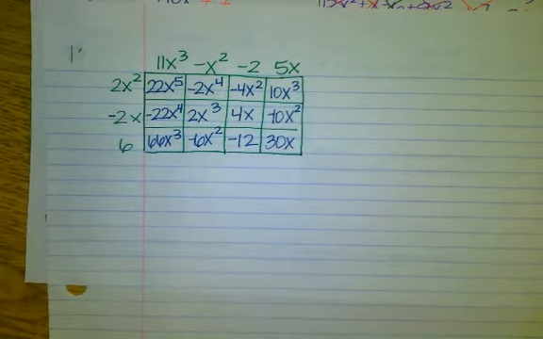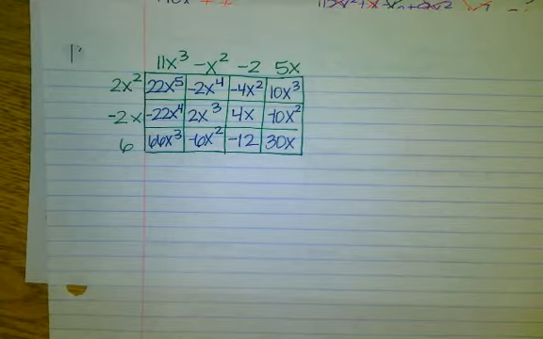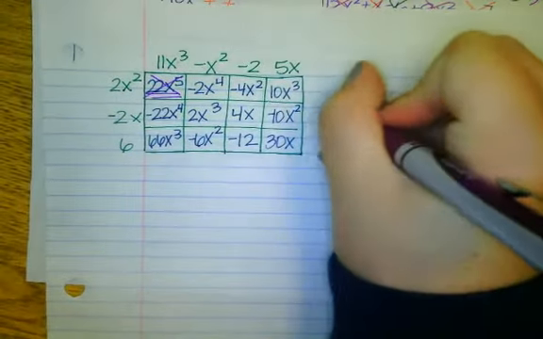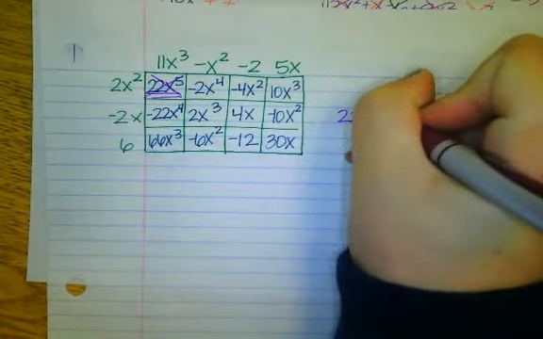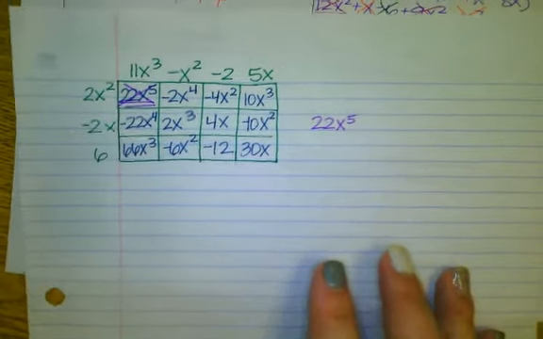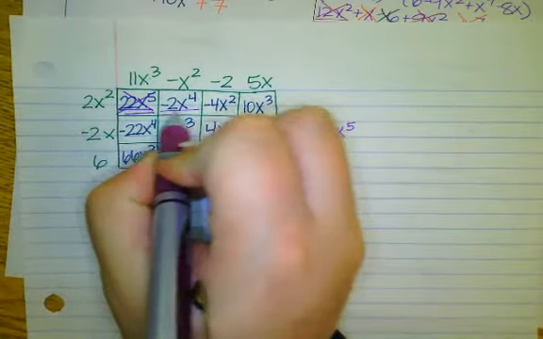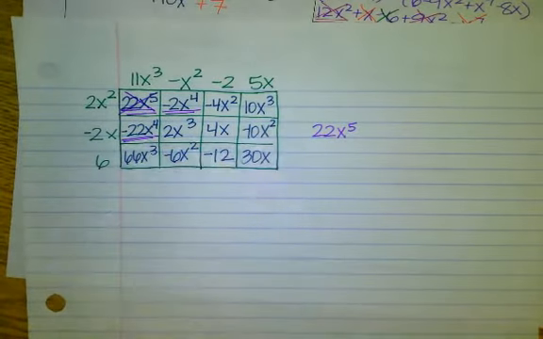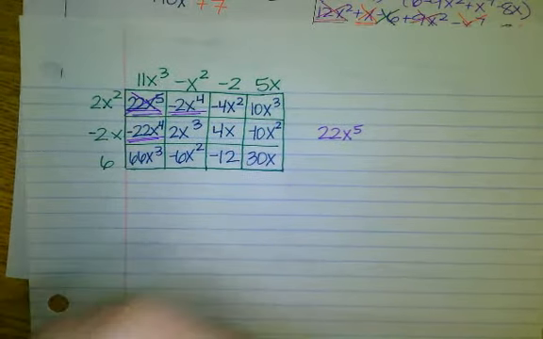We'll finish the box. The reason why we're doing the box is just because if you FOIL, the more likely you are to make a mistake. So this kind of keeps it somewhat organized. What is the highest degree that we have? To the fifth. So I have 22x to the fifth, and there's no other x to the fifth terms. What's next? The fourth. I have negative 2x to the fourth, negative 22x to the fourth. Very good.